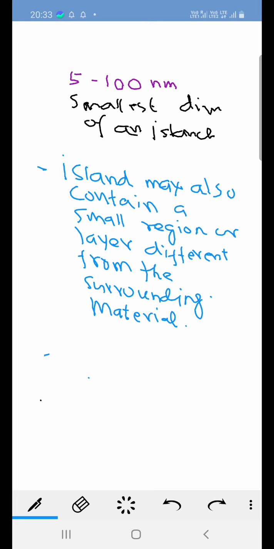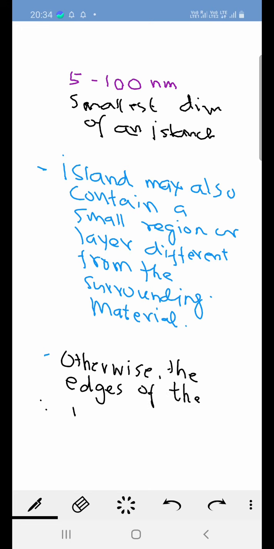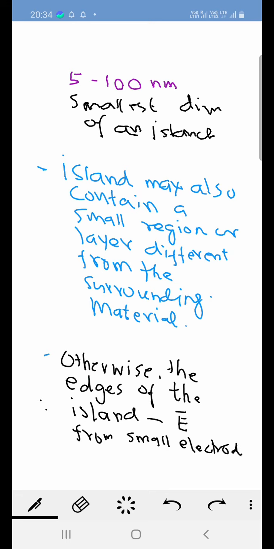Otherwise, the edges of the island may be defined by electric fields from small electrodes patterned in the shape of the designed island boundary.